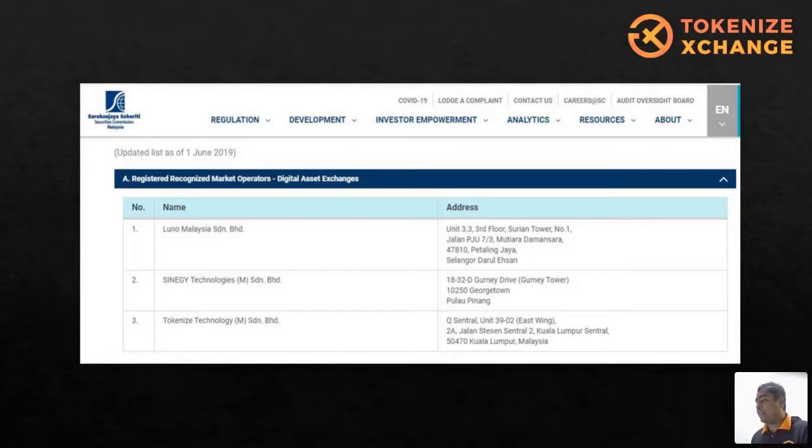Always keep checking the Security Commission website to see if any new platform has been approved. If you are trading on a certain platform, do check whether it is a regulated platform. If you are trading away from Tokenized, you probably want to consider trading on a regulated platform. I will definitely explain why it's important to be on a regulated platform. All right, let's move on to the next slide.